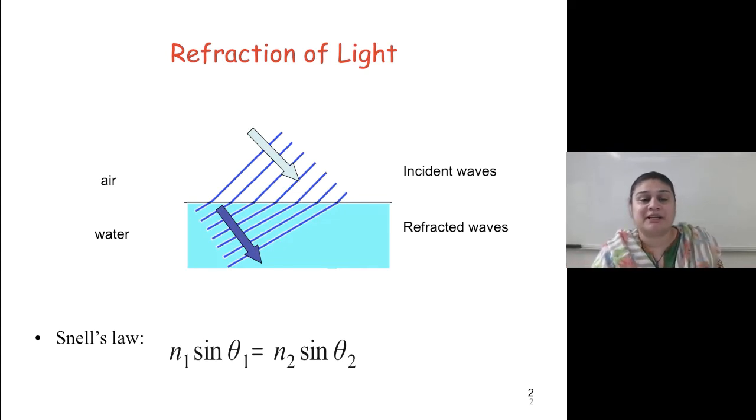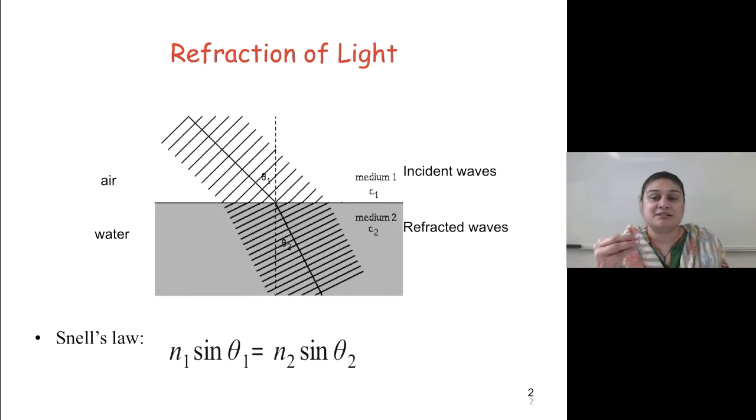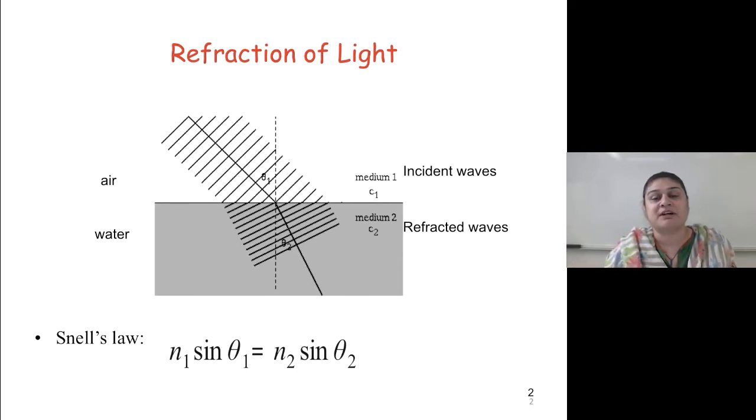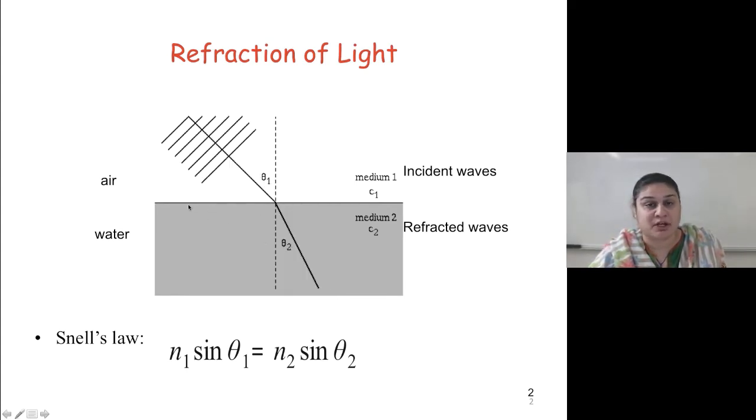Snell's law helps us calculate how much light bends. For example, when light goes from air into water, Snell's law says n1 sine of theta 1 equals n2 sine of theta 2, where n1 and n2 are called the indices of refraction of the media, and theta 1 and theta 2 correspond to the angles as it goes from one medium to another. In the incident medium, it is called theta 1, and in the refracted medium, it is called theta 2. Theta 1 and theta 2 are measured from the normal to the surface, not from the surface itself.